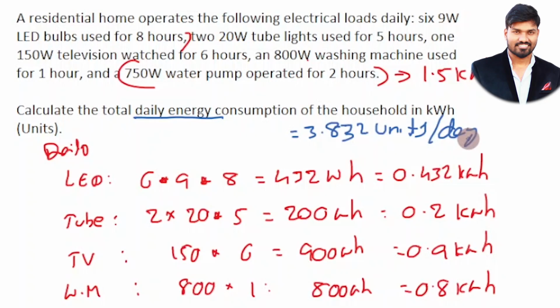So per month, if month is 31 days, you multiply with 31. If month is 28 days, multiply with 28. If month is 30, multiply with 30 days. Simple, you will get total energy consumption per month.